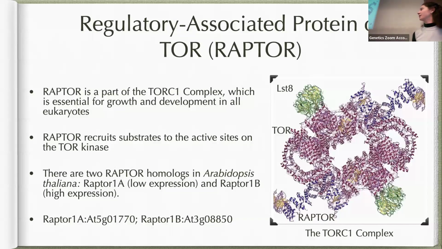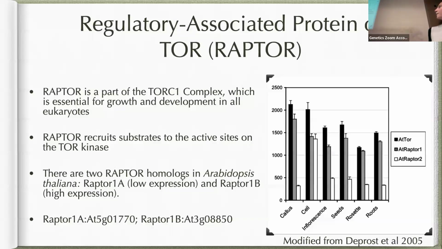There are 2 raptor homologs in Arabidopsis. I'm going to be talking about Arabidopsis, but also Nicotiana benthamiana, and I will make sure to be clear when I'm talking about one or the other, because a lot of stuff is clear in Arabidopsis, but not so much in Nicotiana because it's not as widely used. So in Arabidopsis, there are 2 raptor homologs, raptor 1A, which has low expression, and raptor 1B, which has high expression.